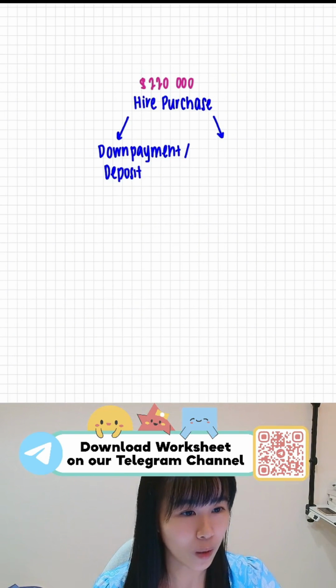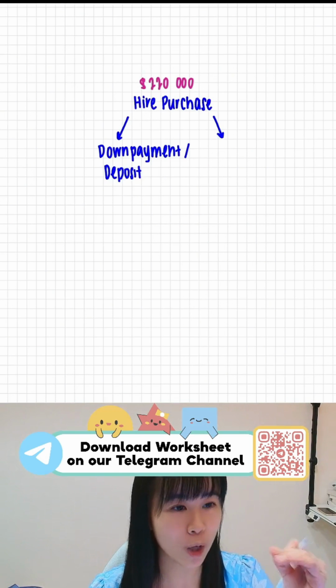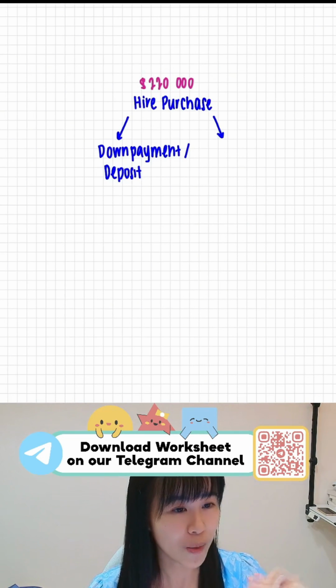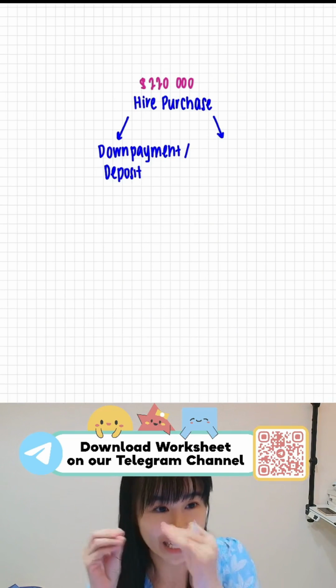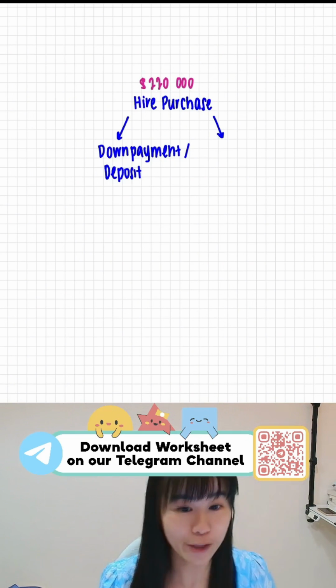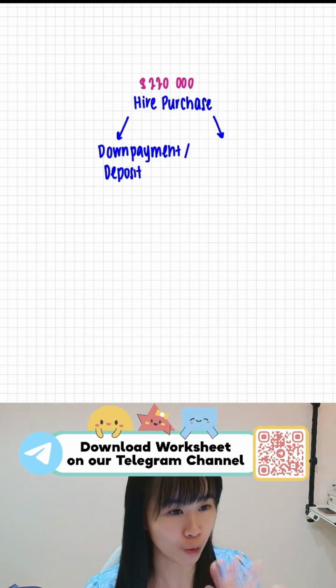Okay, what is that 120,000 again? That's the COE, Certificate of Entitlement. So basically, if you want to drive a car in Singapore, you need to buy that certificate and the car, then you can drive in Singapore. In other countries, you don't need to buy the COE.